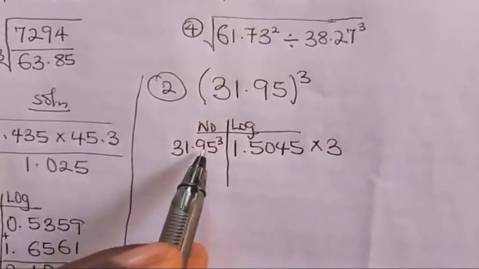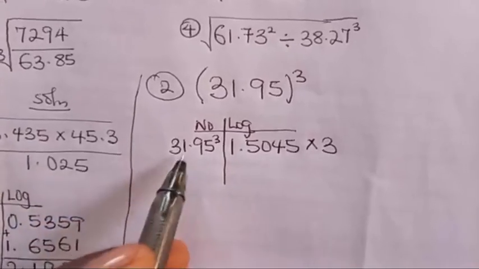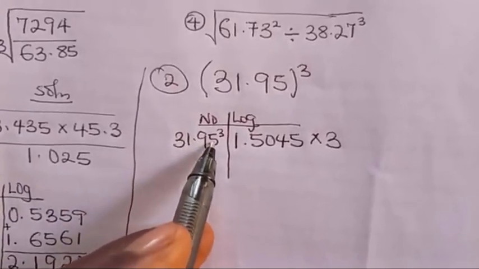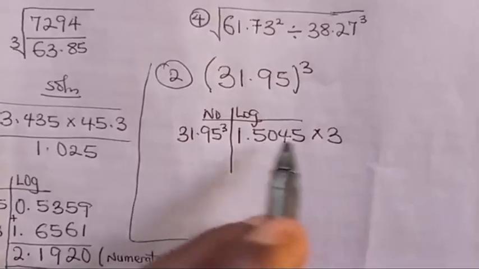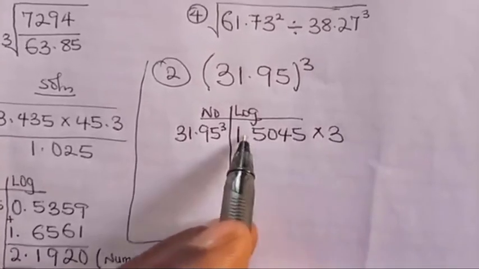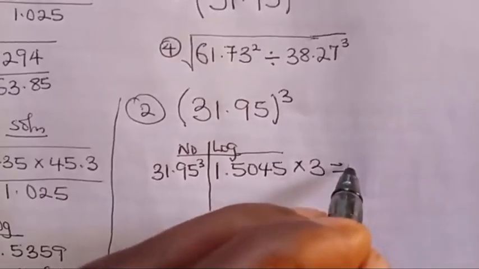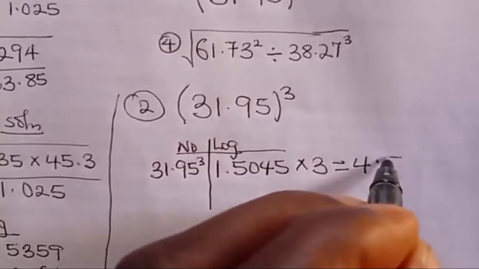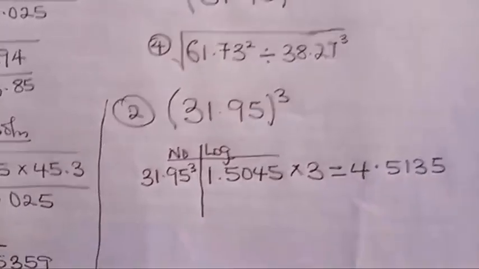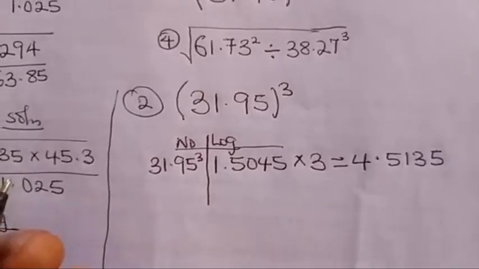Don't make that mistake of finding the cube of this number before finding the logarithm. No. First find the logarithm of the number, 31 under 9, difference 5, before you multiply the outcome by the power, in this case 3. And 1.5045 multiplied by 3, we have 4.5135. Now we can proceed to finding the antilogarithm.